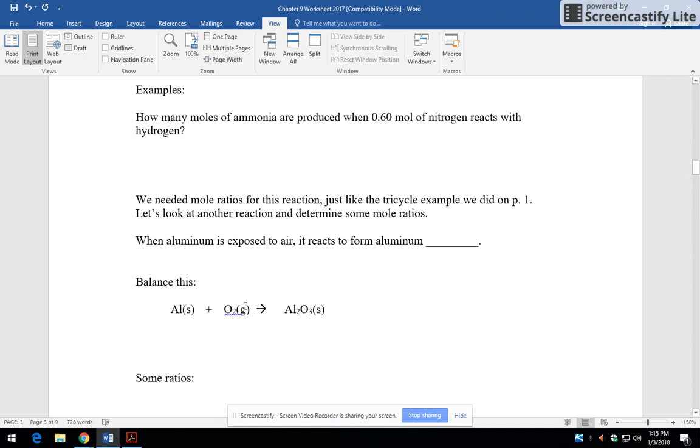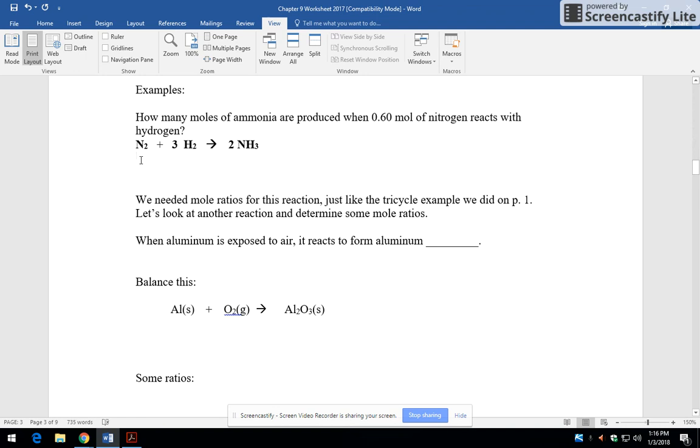Let's change this into moles. How many moles of ammonia are produced when 0.6 moles of nitrogen react with hydrogen? Now, I'm going to rewrite the equation here, balanced, just so that we have it on this page. Now, at this point, you are to assume that we have enough of everything. So if I tell you that there are 0.6 moles of nitrogen reacting with hydrogen, you're supposed to assume that I have all the hydrogen I could possibly need.